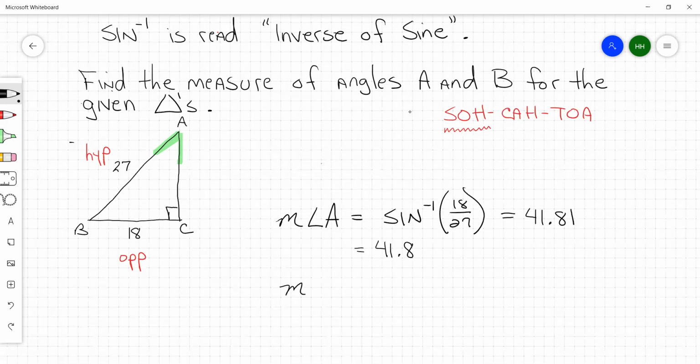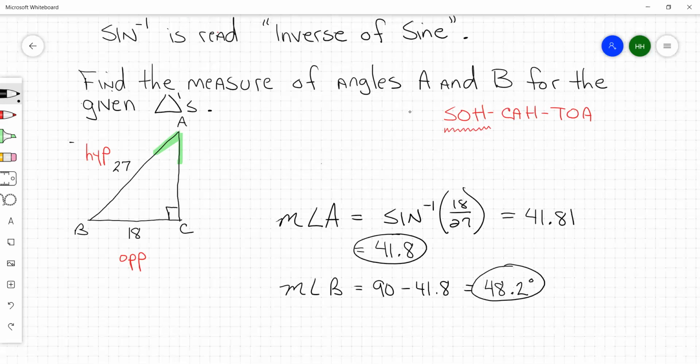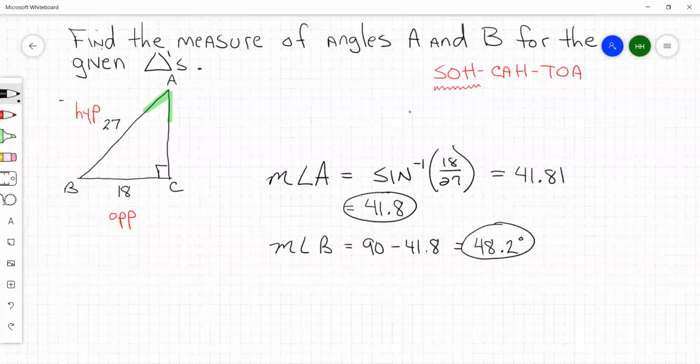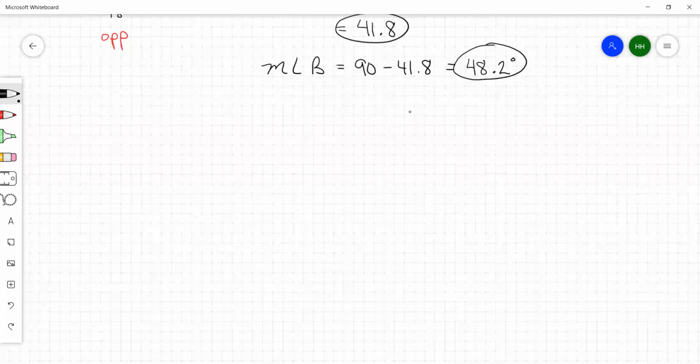So now the measure of angle B is going to be equal to 90 minus 41.8. So the measure of angle B equals 90 minus 41.8, which is 48.2. All right, so there's angle B, there's angle A. Pretty simple. Let's look at this.